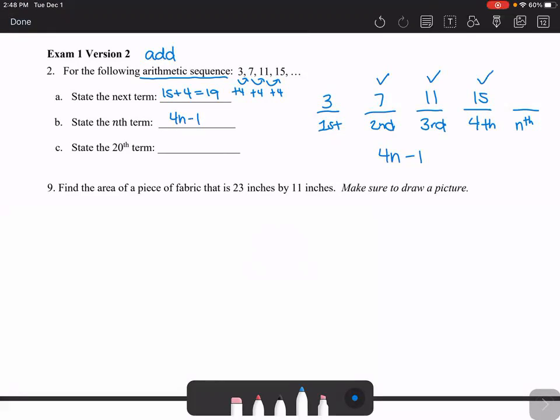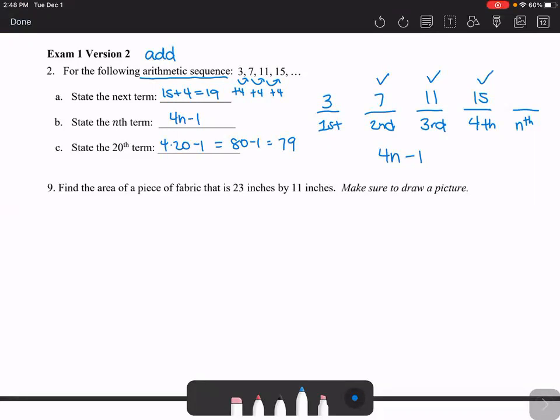So then we want to use this formula to state the 20th term in the sequence. The reason we have a general formula is because we can plug in any term number. So we just plug in n equals 20. So we do 4 times 20 minus 1. Remember that we multiply first. So that's going to be 80 minus 1, which is 79.